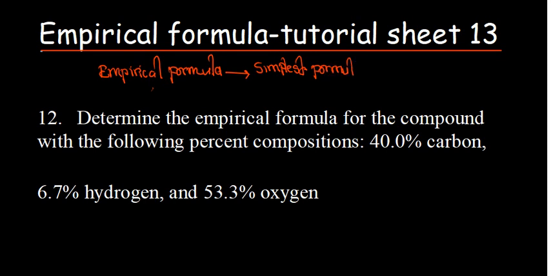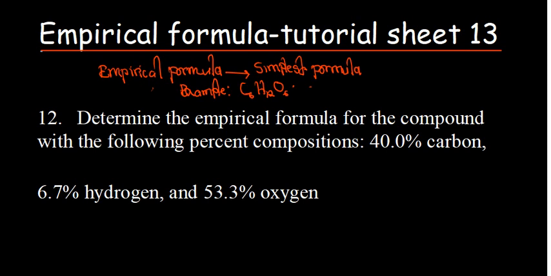So you can look at a compound. Maybe you've been given a compound such as C6H12O6. And then they tell you to write the empirical formula of this compound. What they're trying to emphasize is that the empirical formula of a chemical compound is the simplest whole number ratio of atoms present in that chemical compound.